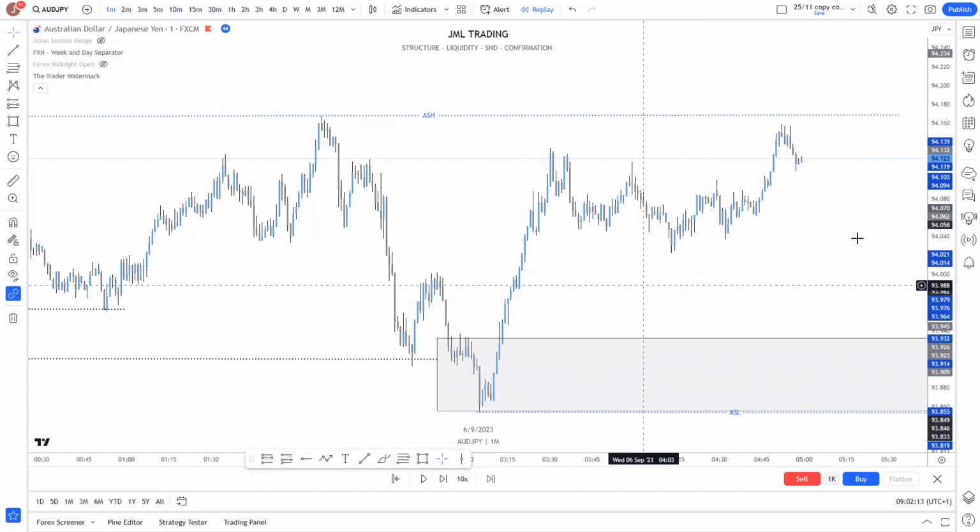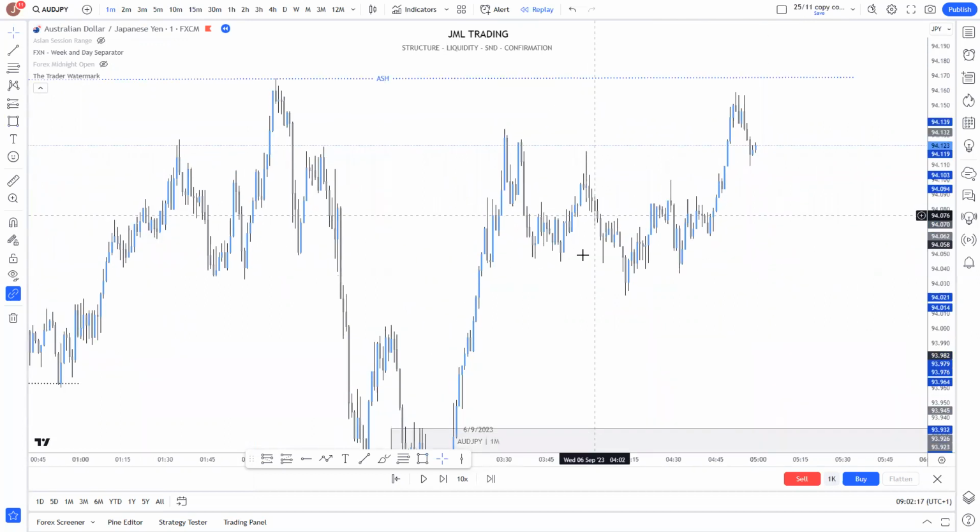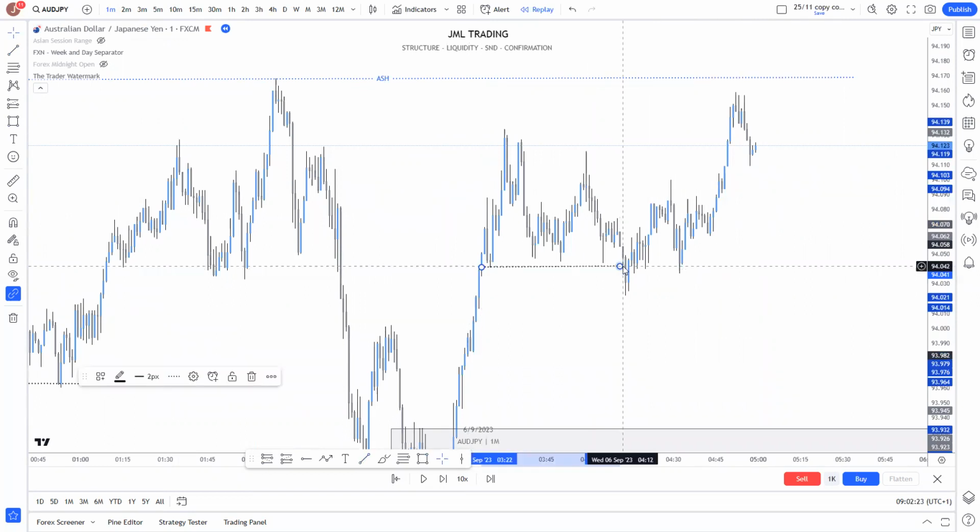So yes, we could pull all the way back down into here, but we've also pulled up, we've wiped liquidity here from here. So if we go to a lower time frame, it's exactly the same thing as the higher time frame. The market is fractal, so that's what we've got to remember.